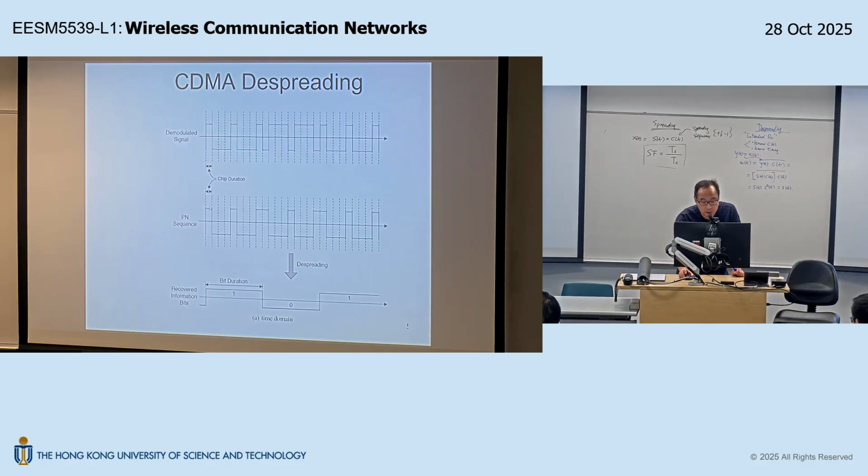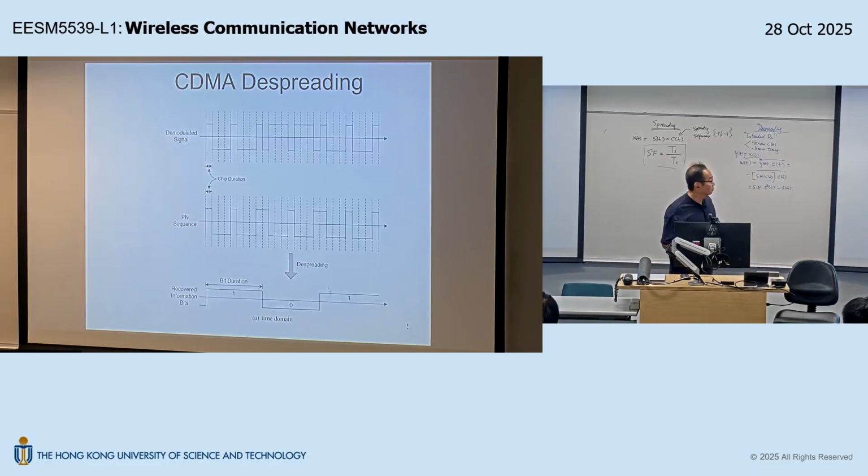+1 multiplied by +1 gives you +1. -1 multiplied by -1 gives you +1, etc. Then you will reconstruct the original modulation symbols. Okay? And once you recover this original modulation symbol, you can pass it to the standard demodulator and go through the demodulation data path. Okay? So this is the time domain picture of the despreading process.